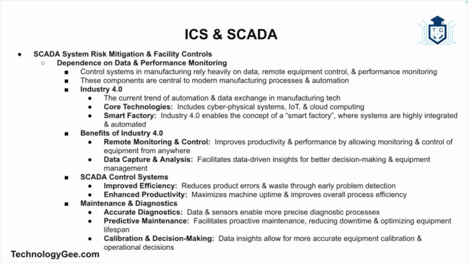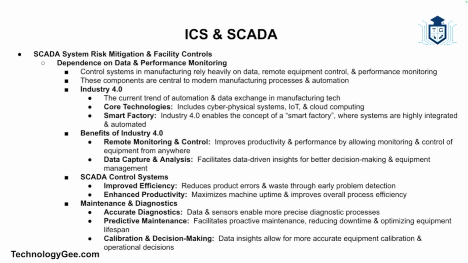Next, we have manufacturing. So control systems in the manufacturing process depend heavily on data, performance monitoring, and capabilities to control remote equipment, which are among the most discussed concerns in manufacturing. These components are frequently mentioned as the backbone of Industry 4.0, which is the current trend of automation and data exchange in manufacturing technologies. It includes cyber physical systems, the Internet of Things, and cloud computing. Industry 4.0 creates what has been called the so-called smart factory. Monitoring, data capture and analysis, and equipment control from anywhere are recognized as highly effective ways to improve facility and equipment productivity, performance, and efficiency.